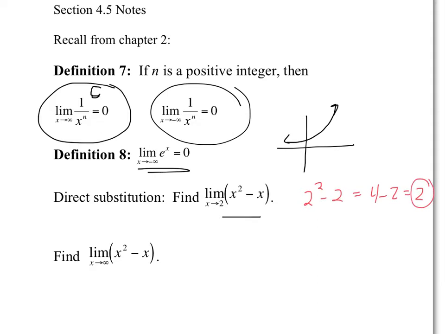But now I'm going to ask you a new question. Looking at this next one, if I ask you to do direct substitution like we did before, we have infinity squared minus infinity. What do you think it equals?